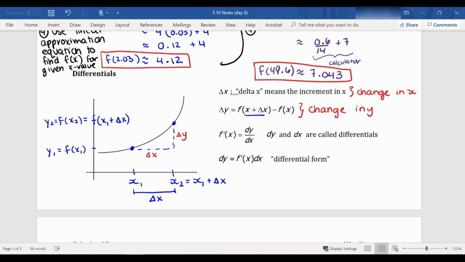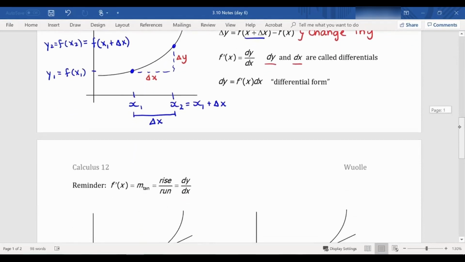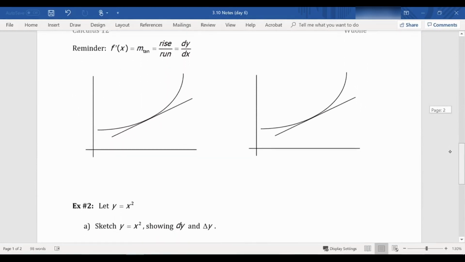So I just want to show you where your dy and your dx are coming from. That comes from the slope of your tangent line. So you'll see we've got dy and dx up here. Delta y and delta x represent the change in y or the change in x on the actual curve. Dy and dx represent the change in y and the change in x on the tangent line. I'm going to draw two pictures on the next page that show the difference between these two.